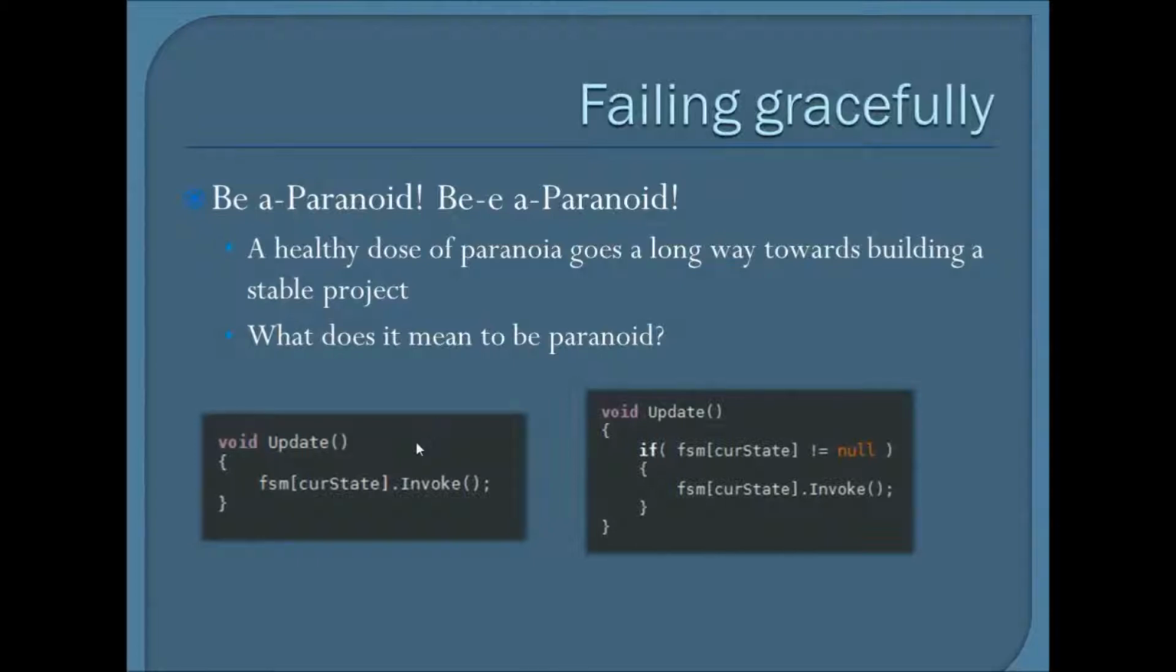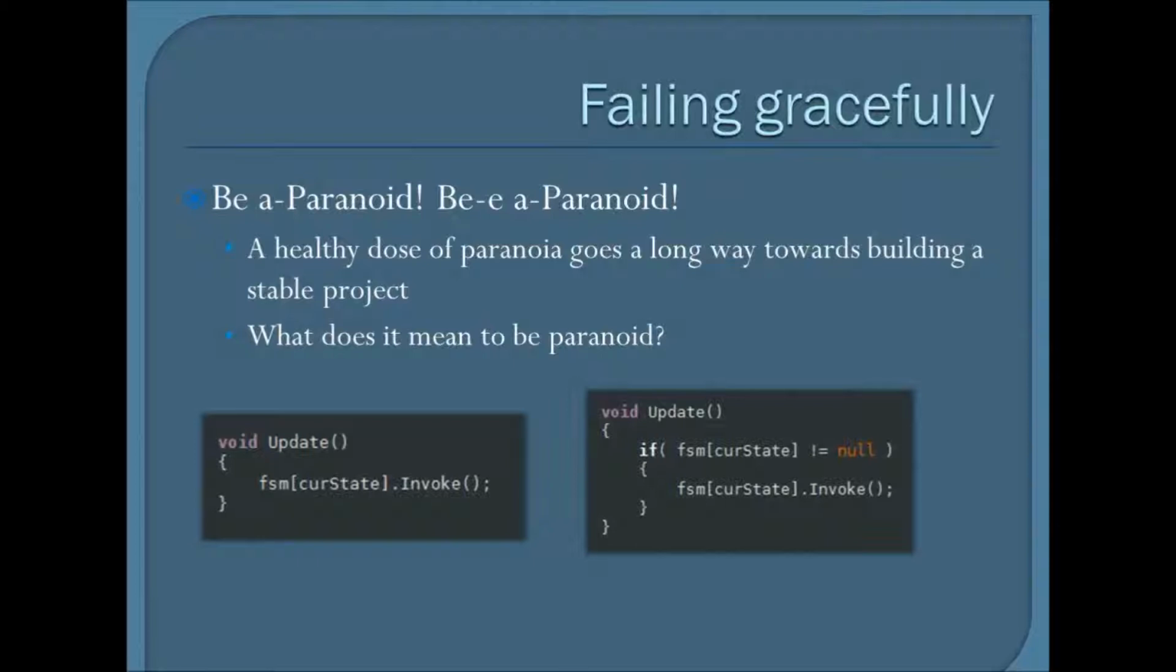Here's a classical update from our lab where we have the FSM current state invoke, and that goes and goes. But what if you try to call a state that doesn't exist? What if you set up your state and called it blinking, but later changed the name and said, you know what, I'm just going to call that blink, but forgot to change that name? When you tried to call state blinking, it would crash because blinking does not exist.